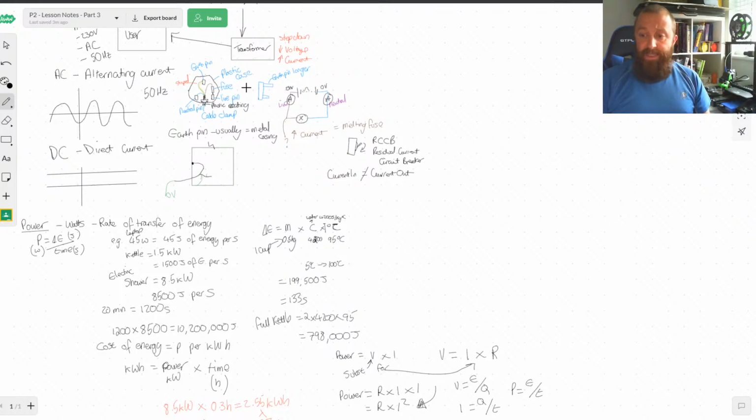Make sure you can talk about the RCCBs and how they're looking for differences in current in and current out. Definitely make sure that you can do the different colours and the purpose of each of those wires. So we can talk about that as well.